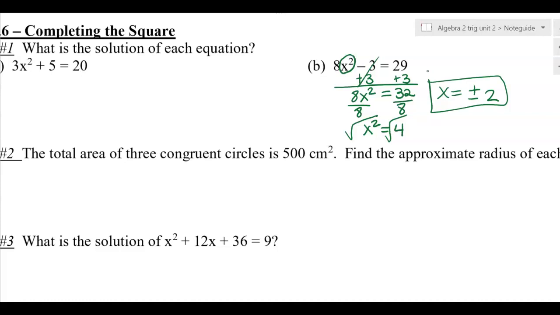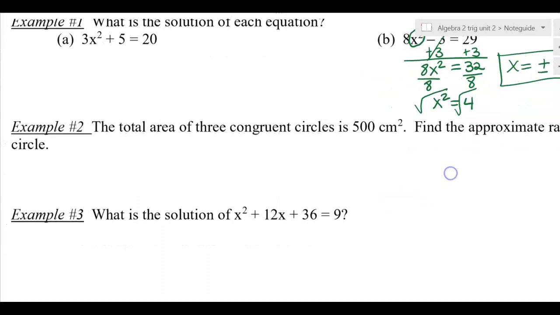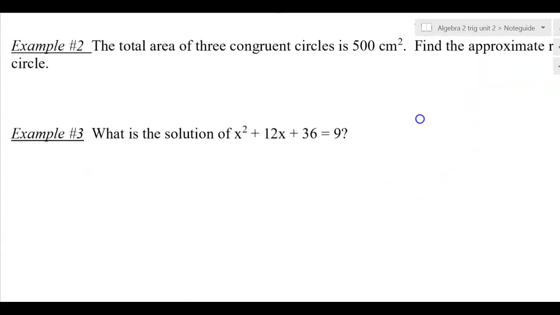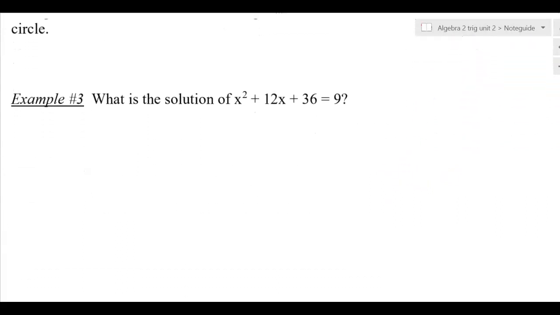Okay, so our goal is to make everything look like this today. All right, so we're actually going to skip example 2. We're going to move on to example 3. And example 3 does not look like that, okay? Why wouldn't I want to just start square rooting stuff here?